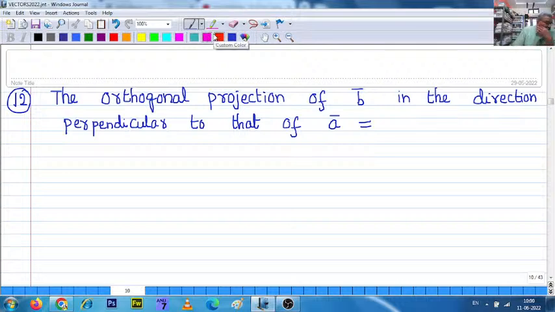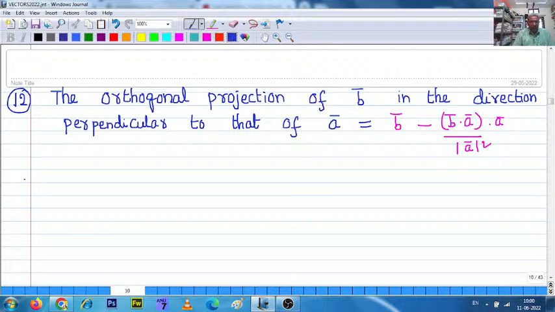So that means here what we need to do is B bar minus orthogonal projection of B bar on A bar, we need to write it. That is B dot A by mod A square into A bar. So this is the orthogonal projection of B bar, but in the direction perpendicular to that of A bar, not on A. So that means B bar minus orthogonal projection of B on A. So that we need to do it.